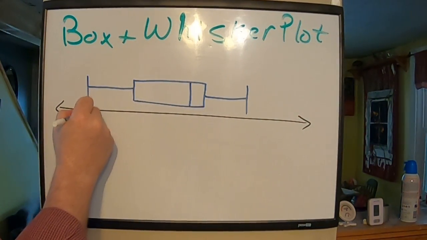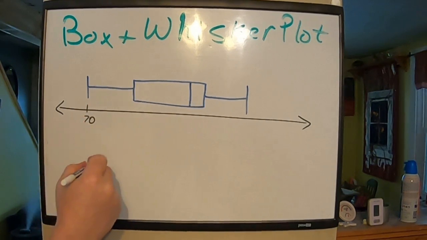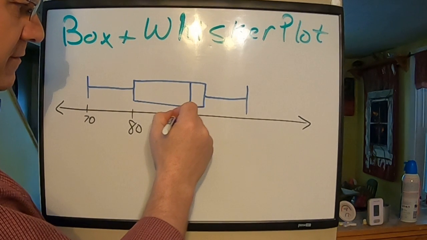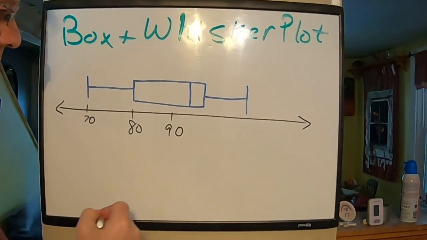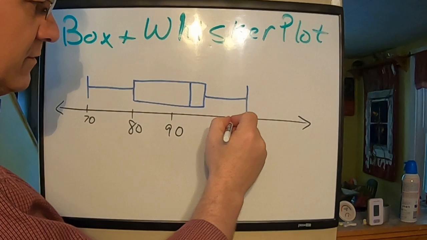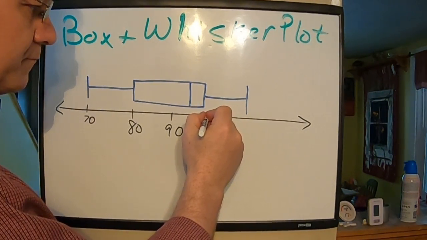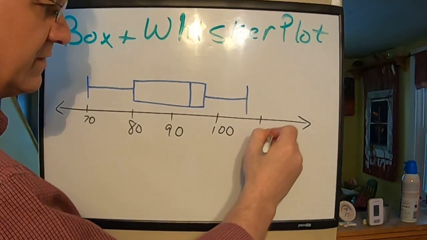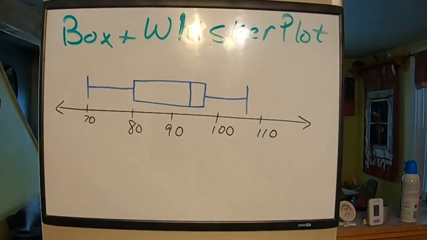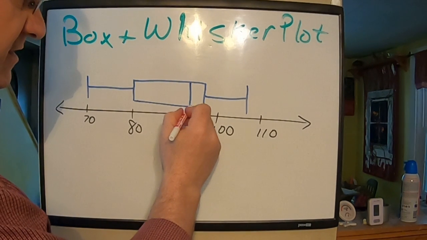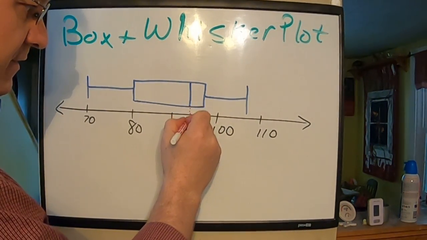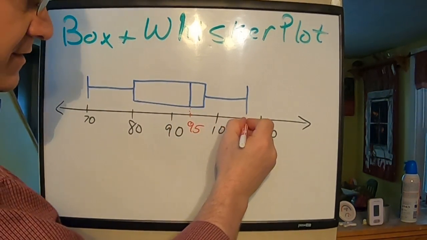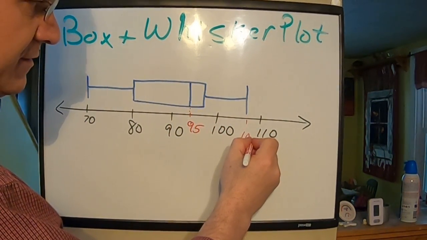and say this was 70, and this is 80. Here's 90, not very well spaced. Here's 100, 110. Well, maybe this spot is, let's say 95, and this spot is 107.